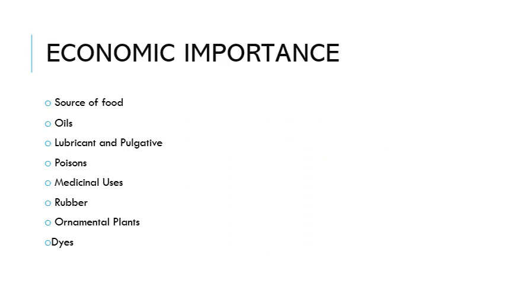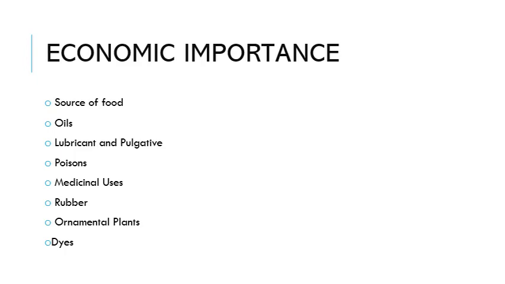So now we discuss the economic importance of this family. First of all, most of the members of this family, like Manihot esculenta, are used as food because this species gives a starchy food from its tuberous root. Similarly, some plants give wood oil, castor oil, and other drying oils, and these oils are used in paints. These oils are extracted from the seeds of several species of this family.